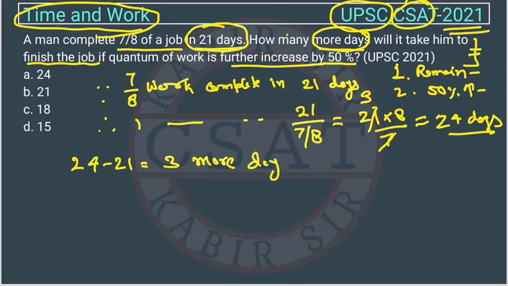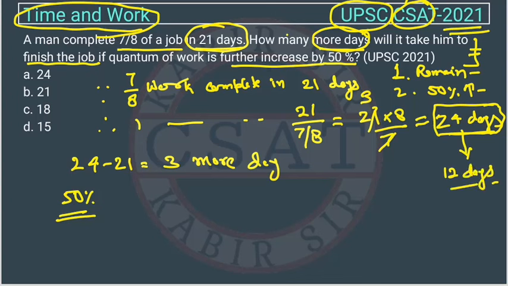But now the work got increased by 50%, right? So 50% more work. If you understand that he is able to complete the full work in 24 days, then 50% in how many days will he do? So we will make half of it. So in 12 days he will complete 50% of the work, right?